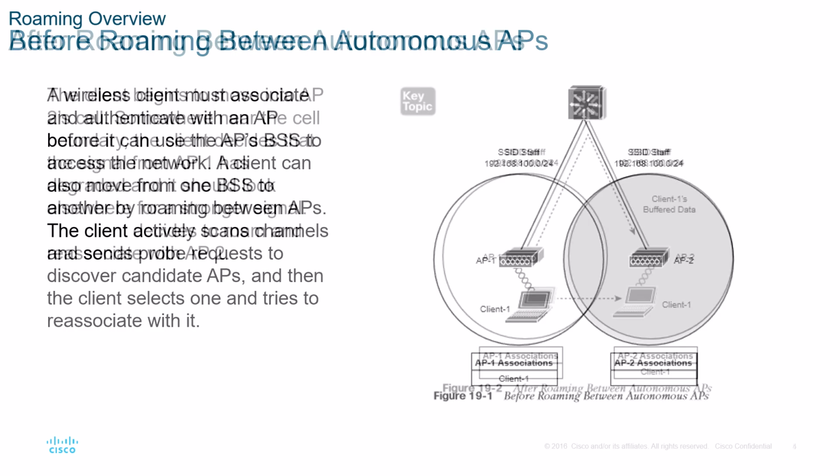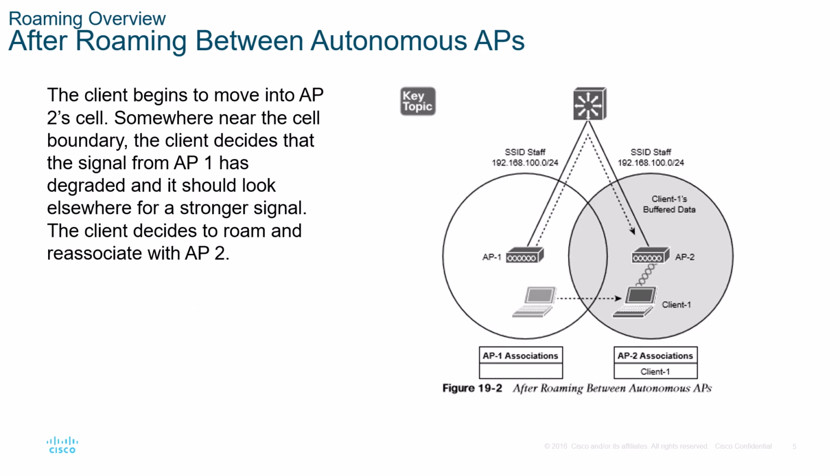Now let's look at that a little bit deeper. Here we have client 1 moving over to the access point AP2. The client begins again moving around, walking around, and they're now in range of AP2 and a lot further away from AP1. So the client will decide the signal from AP1 has degraded to the point where it's no longer feasible, so it jumps over to AP2. The client will decide to roam and reassociate with AP2. So again, the important question here is, is the handoff seamless?